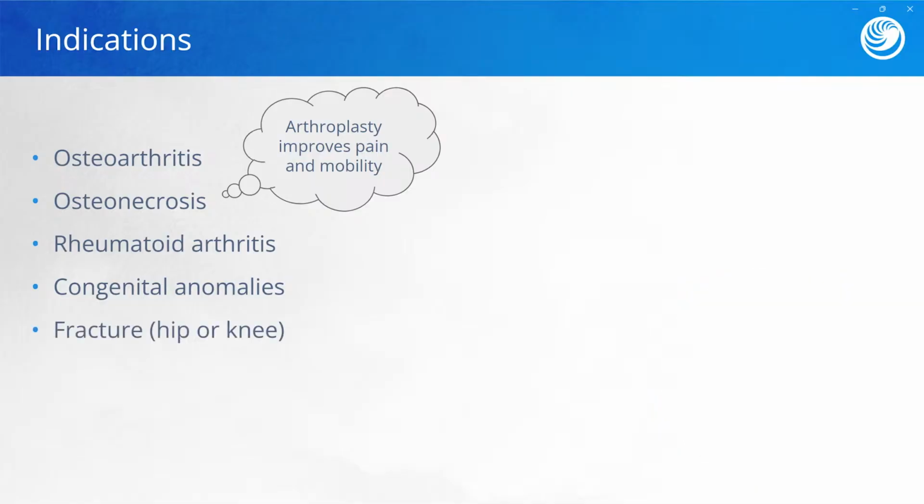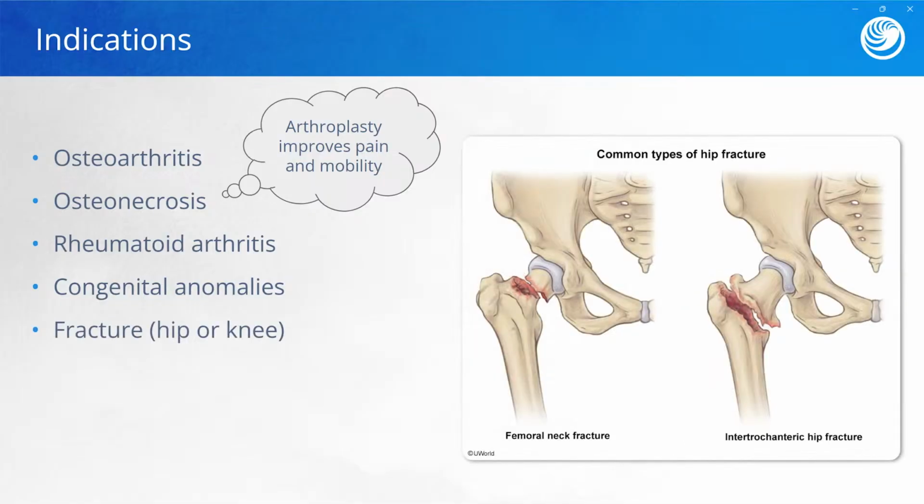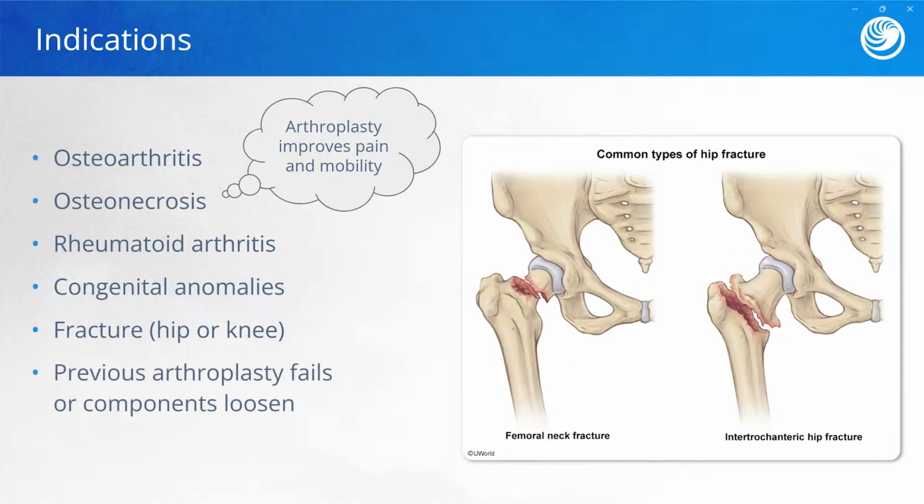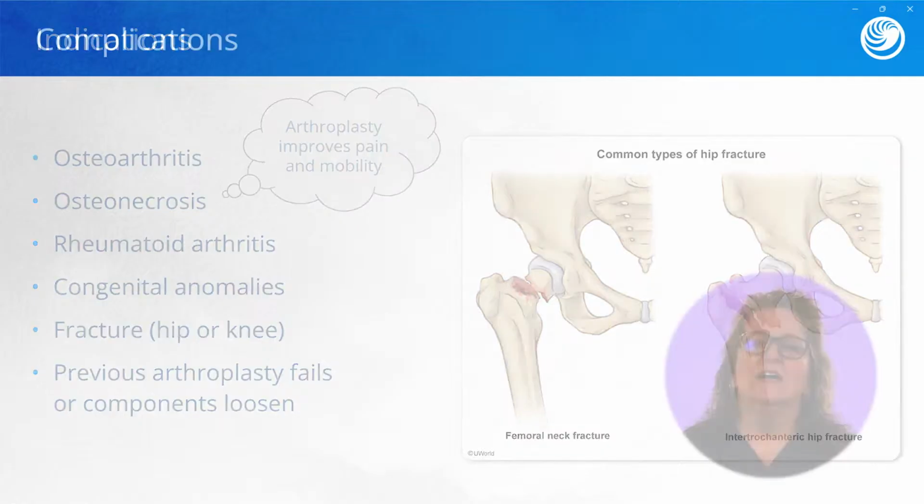Knee or hip fracture. You can see in the image two of some of the numerous areas the hip can be fractured. On the left, a femoral neck fracture, and on the right, an intertrochanteric fracture. There are also clients who have had previous arthroplasty, and the components have failed or loosened, and these clients require an arthroplasty revision, like we spoke about earlier.